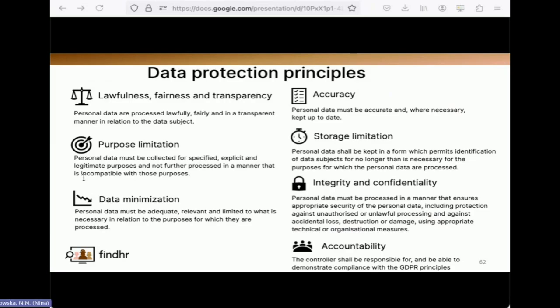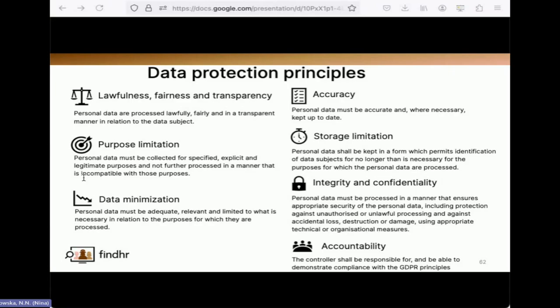So we have the principle of lawfulness, fairness, and transparency, which means that personal data should be processed lawfully, fairly, and in a transparent manner. Then purpose limitation says that the data must be collected for a specified, explicit, and legitimate purpose. The accuracy principle says that personal data must be accurate and kept up to date. The storage limitation principle says that personal data shall be kept no longer than is necessary for the purpose.